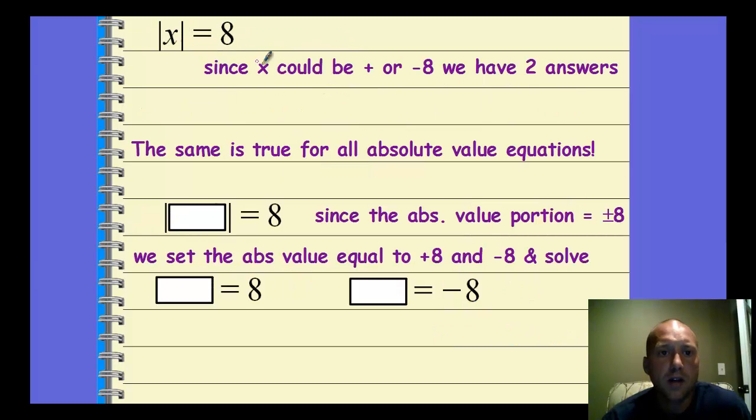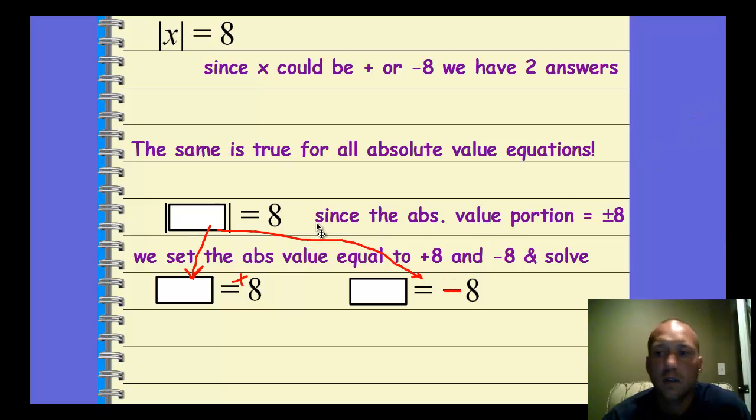Continuing that same thought process, since x could be both positive or negative 8, we have 2 answers. Absolute values always give us 2 answers. So if we look at this next problem, set up the same, this box, the absolute value of this stuff in here, is equal to 8. Since the absolute value portion is equal to positive or negative 8, we can set the absolute value equal to a positive 8 and a negative 8. So we take the stuff, whatever it happens to be inside the absolute value, and we write it twice. Once with a positive 8, and we write it again with a negative 8.